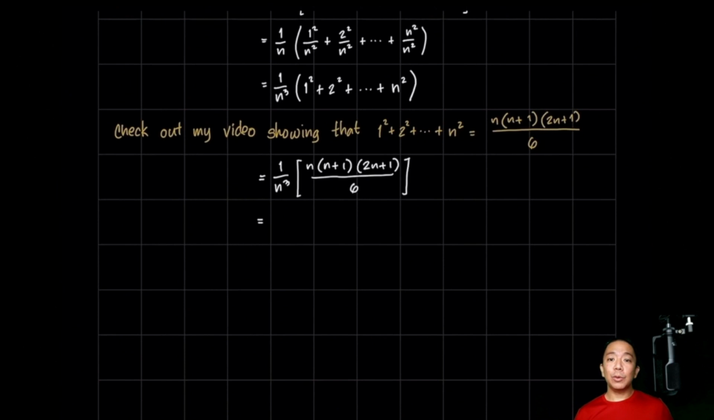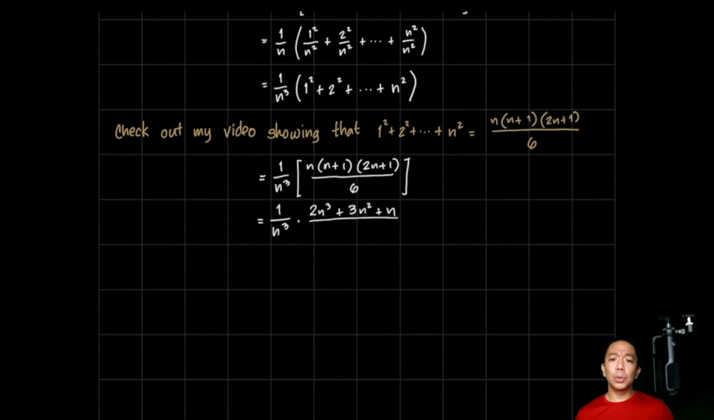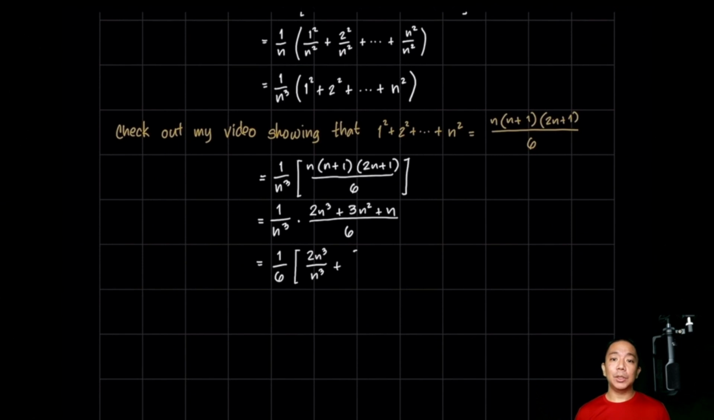This will now be equal to, our expression will now be equal to 1 over n cubed times yung sum of squares formula, n times n plus 1 times 2n plus 1 all over 6. Expand natin yung numerator. This will be equal to 2n cubed plus 3n squared plus n all over 6. Ilalabas ko yung 6 sa denominator. Ipapasok ko yung n cubed dun sa expression para makuha ko yung 1 over 6 times the quantity 2n cubed over n cubed plus 3n squared over n cubed plus n over n cubed.